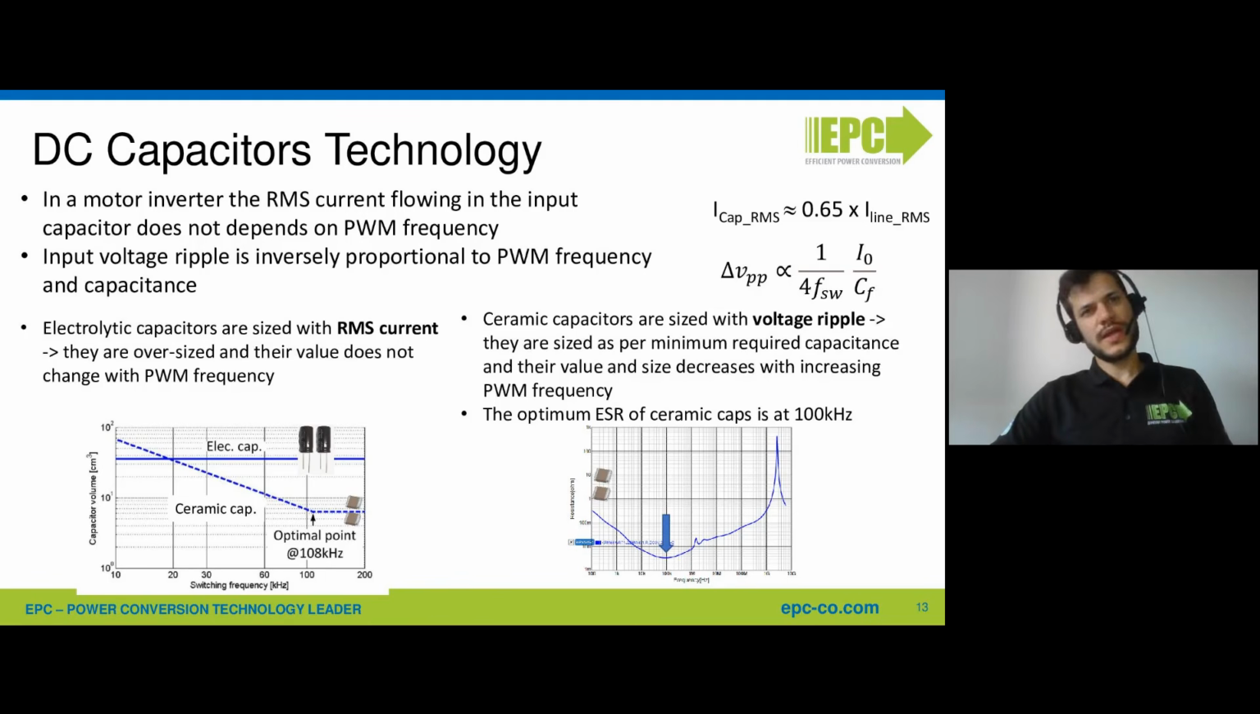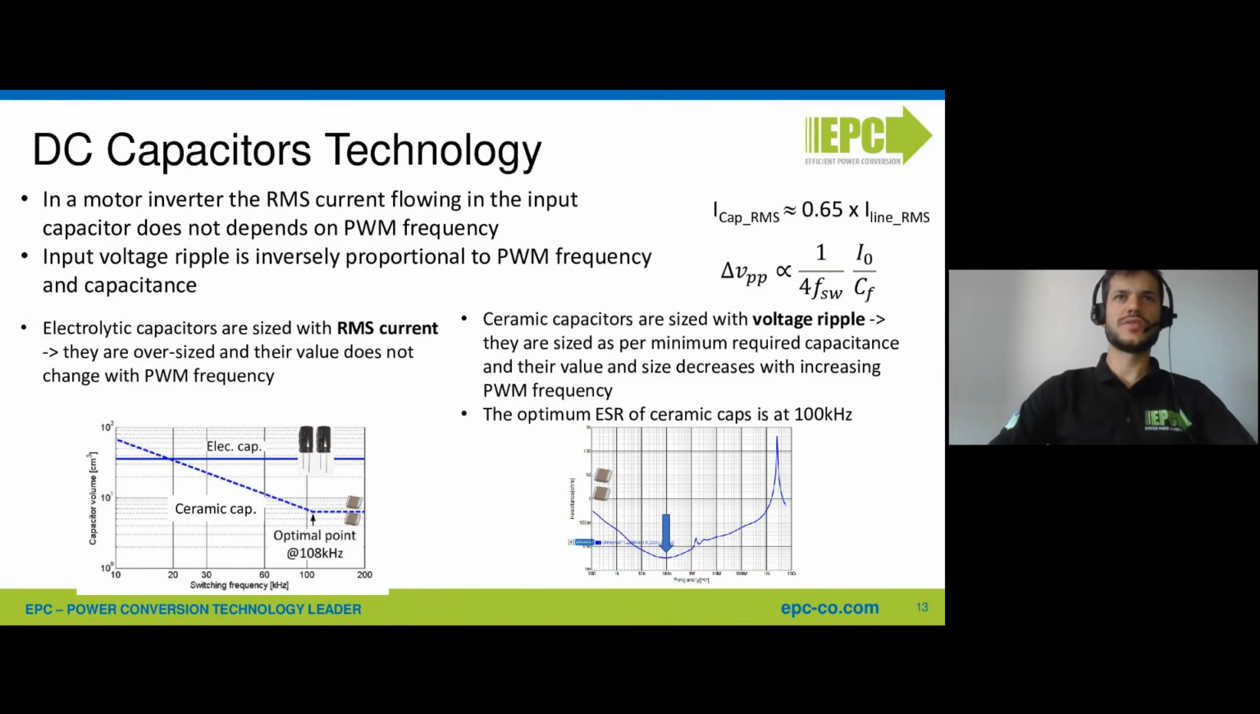But when increasing from, let's say, 20 to 100 kilohertz, since the voltage ripple is inversely proportional to the product of the switching frequency and the capacitance, if you increase the switching frequency by a factor of 5, you can also decrease the capacitance by a factor of 5. And at that point, the number of multi-layer ceramic capacitors necessary is small enough to make it possible to have a reasonable bill of materials and still a working inverter.